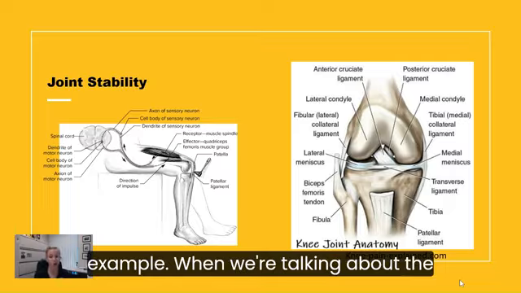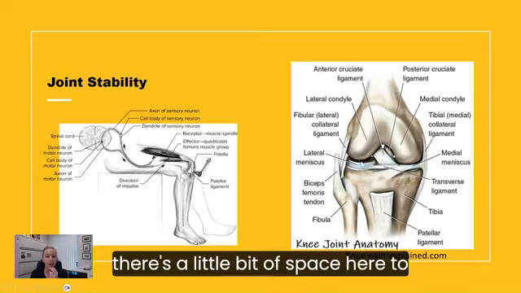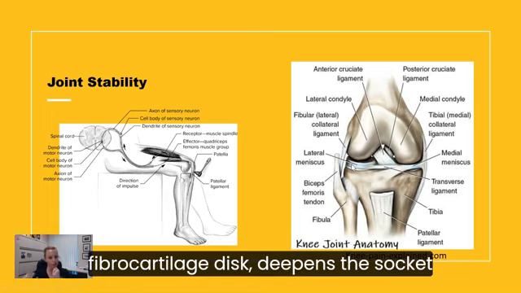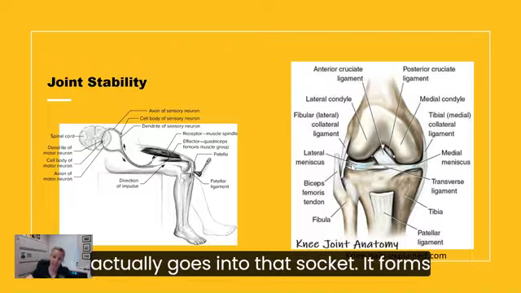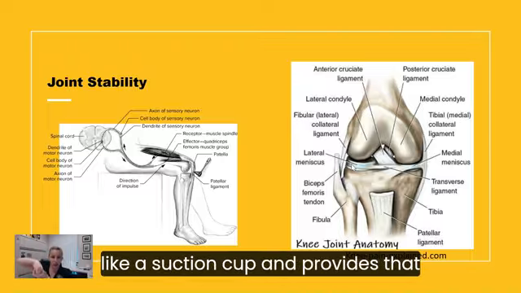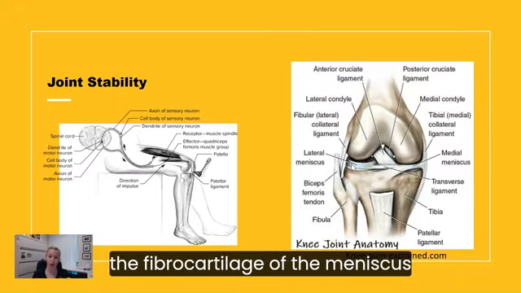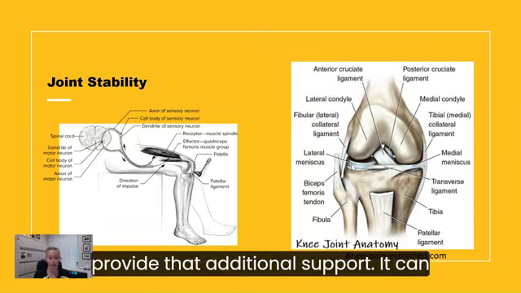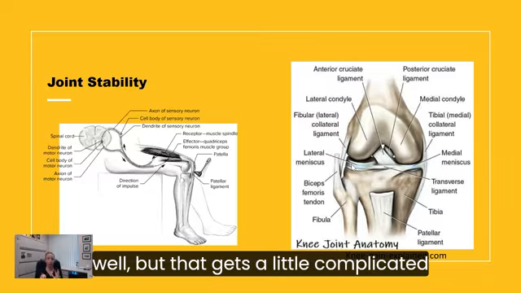So for example, when we're talking about the knee, I love this image here and how there's a little bit of space here to show you that the meniscus, which is a fibrocartilage disc, deepens the socket, and it shows that the femoral condyle actually goes into that socket. It forms like a suction cup and provides that stability. So for the knee specifically, the fibrocartilage of the meniscus is a static stabilizer and provides that additional support. It can also function as a dynamic stabilizer as well, but that gets a little complicated.